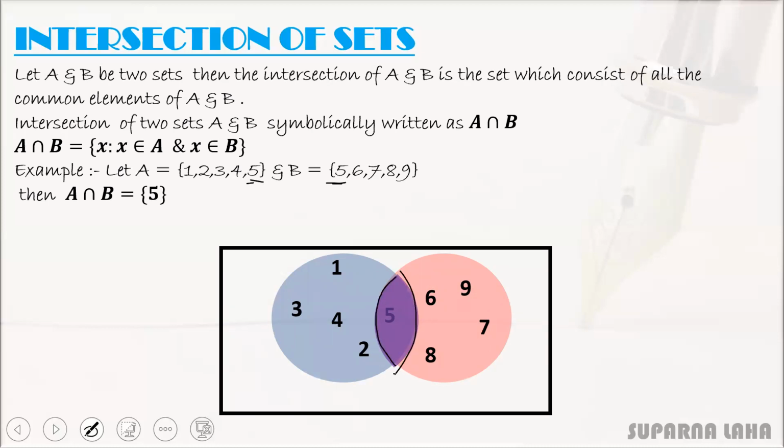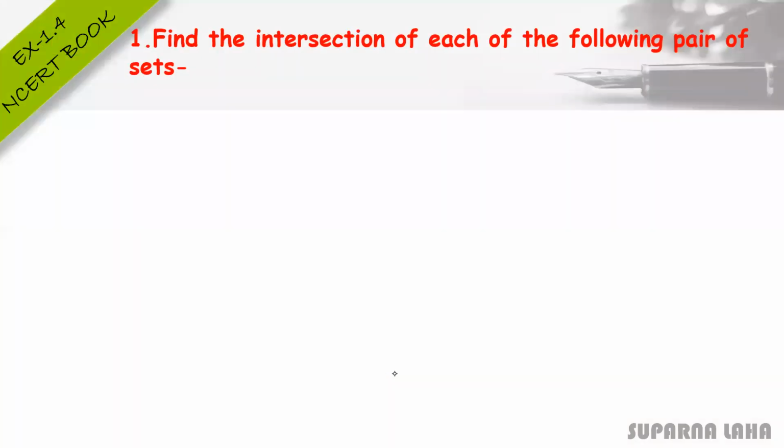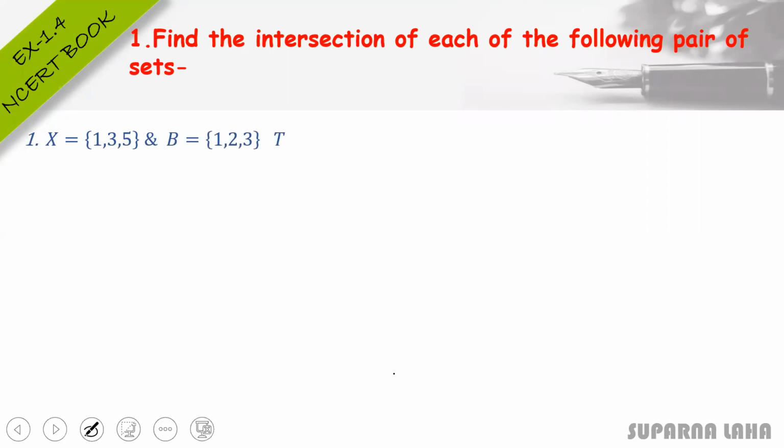Okay. So next, take some examples. First, find the intersection of the following pairs of sets. So some pairs are given, you need to find their intersection. A is 1, 3, 5 and B is 1, 2, 3. So the common elements are 1 and 3. So the intersection is 1 and 3.